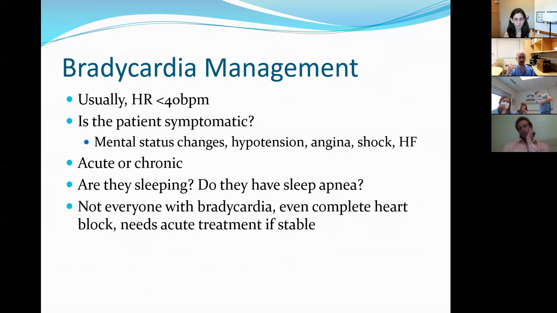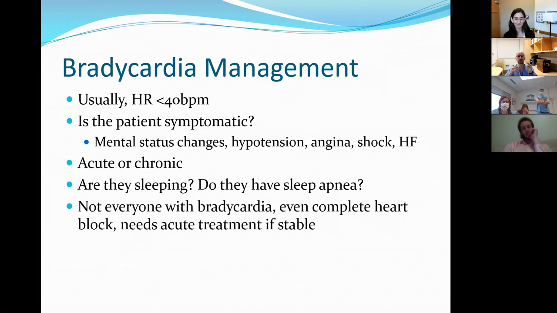And are they sleeping? Do they have sleep apnea? You will have patients who develop complete heart block while they are sleeping, and you do not need to worry about them. Not everyone with bradycardia needs acute treatment if they're stable, even with complete heart block, especially if they're sleeping. This happens all the time: someone will go bradycardic, will have prolonged pauses while they're sleeping, and then everyone comes rushing in and wakes up the patient to say, are you okay? Now, they were asleep, and they say, what was going on? You do not have to worry about someone like that.